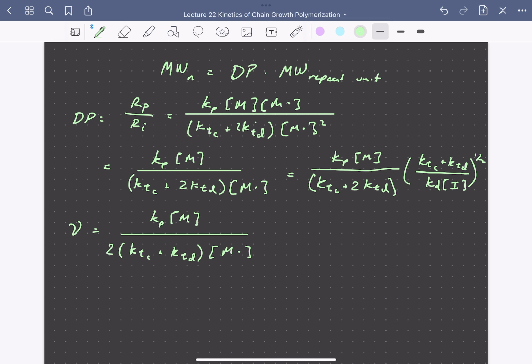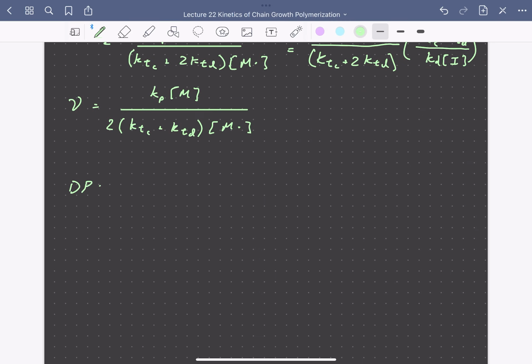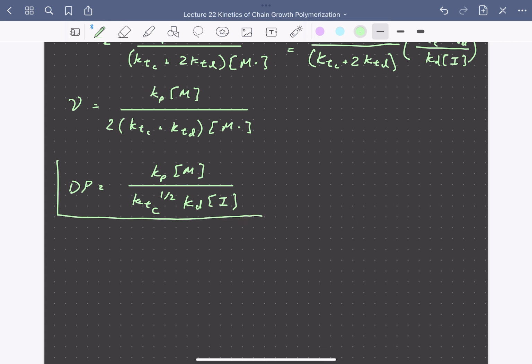So if we assume, for example, that the combination termination is dominant, we could write the degree of polymerization here as the propagation rate constant times the concentration of monomer divided by the termination rate constant to the 1/2 times the decomposition rate constant times the concentration of initiator. So we can see essentially that the length of our polymer chains is going to depend on how relatively fast propagation is relative to termination. So how long the polymer continues growing before that radical is quenched and polymerization is finished. It also depends on our concentration of monomer and is inversely related to our amount of initiator.